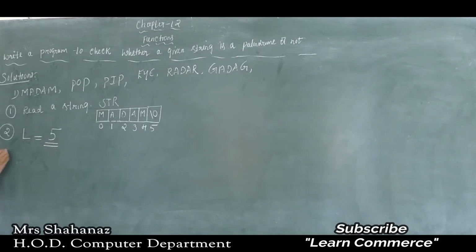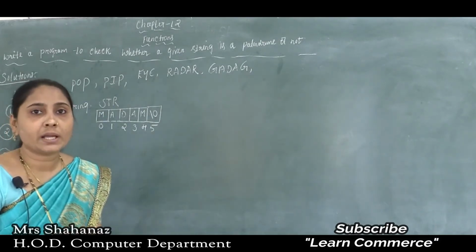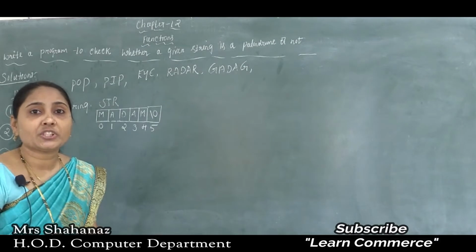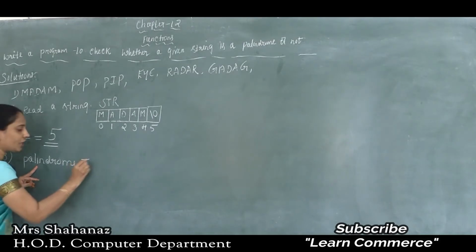And later, next, the third point. In this program, while solving it, I am creating one special status variable. The name of the special status variable is palindrome. Clear this point? And this variable palindrome I am going to initialize to 1.